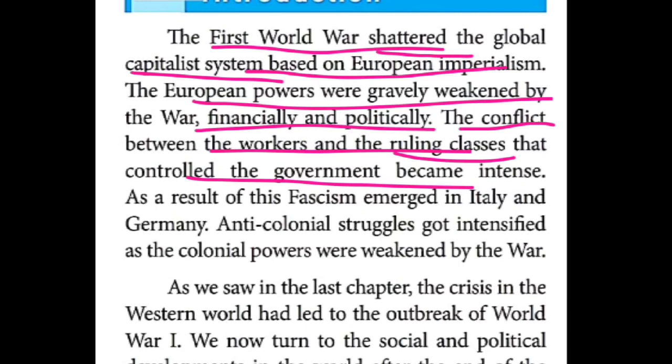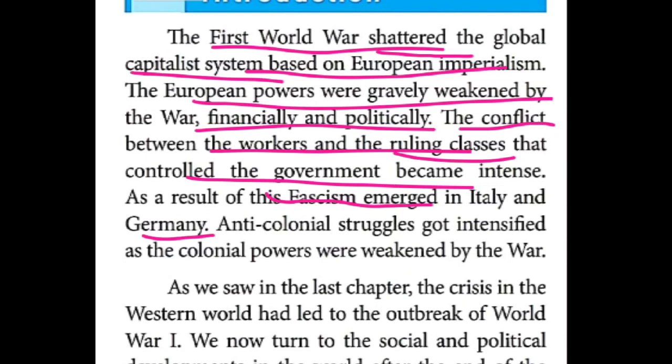Okay, so as a result, in Italy, fascism emerged. Likewise, in Germany, Nazism emerged under the leadership of Adolf Hitler.